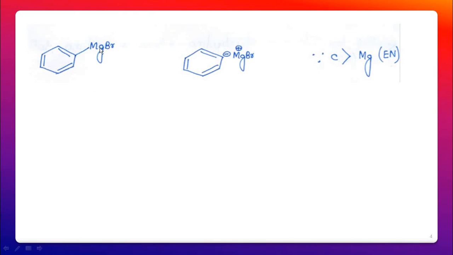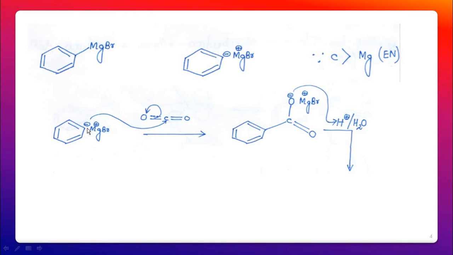In phenyl magnesium bromide, the bond between carbon and magnesium is more ionic in character because of the large difference in electronegativity of carbon and magnesium. Since carbon is more electronegative than magnesium, carbon acquires a negative charge and magnesium acquires a positive charge. So in phenyl magnesium bromide, the phenyl carbanion can act as a nucleophile.